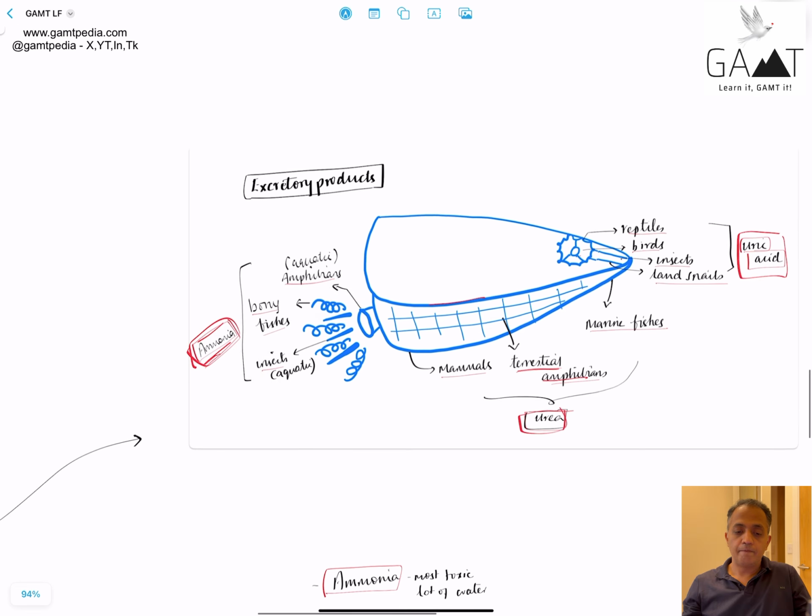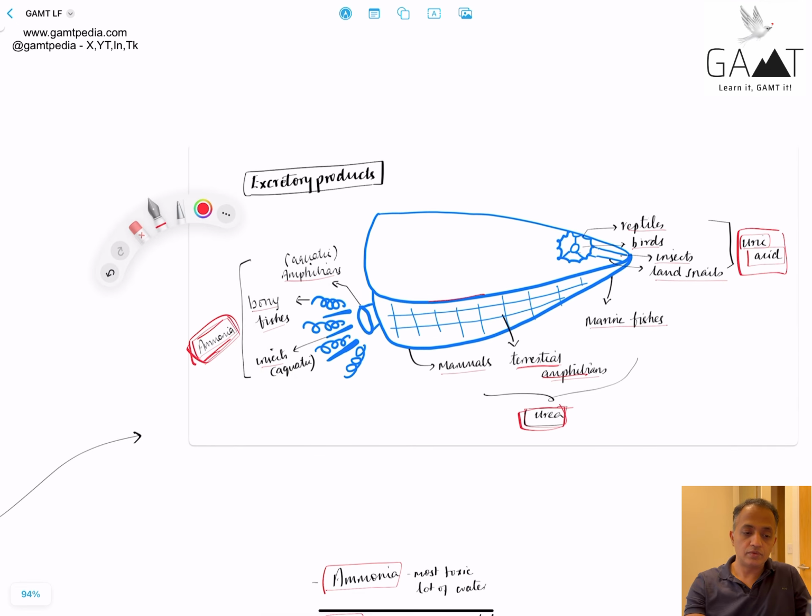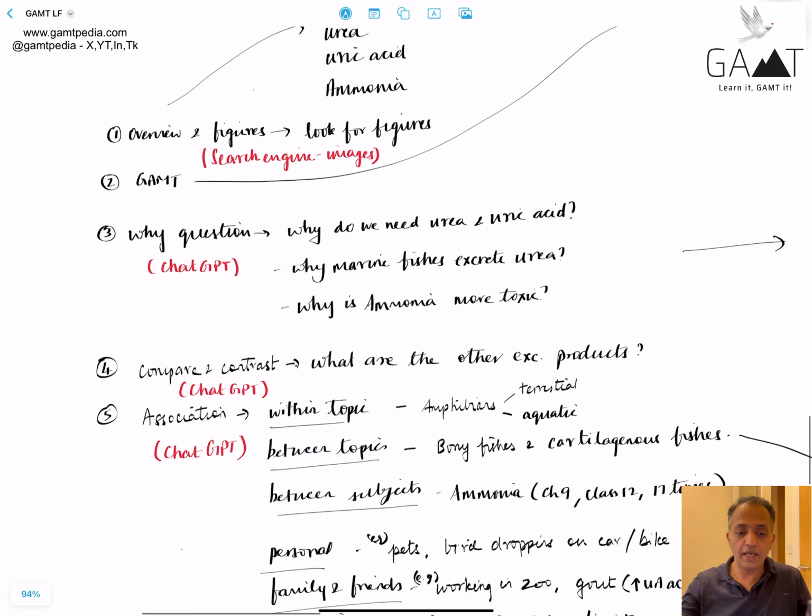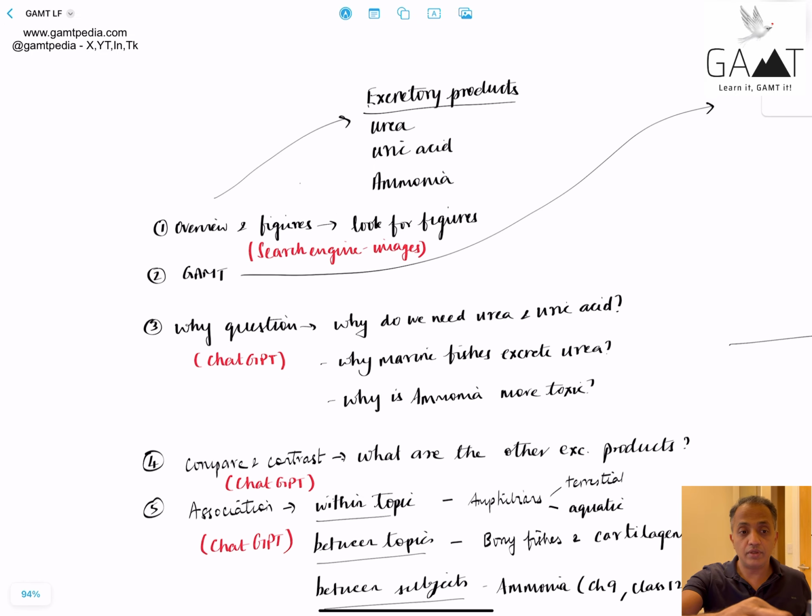Okay, hope this GAMT is clear. So once you have the GAMT, we have a place where all the information can be anchored onto. Next, how we're going to apply the GAMT learning framework.